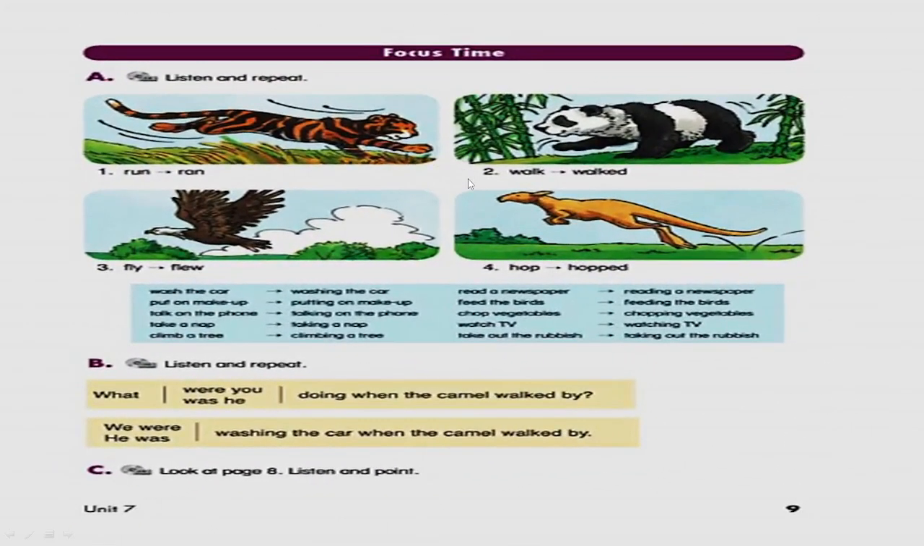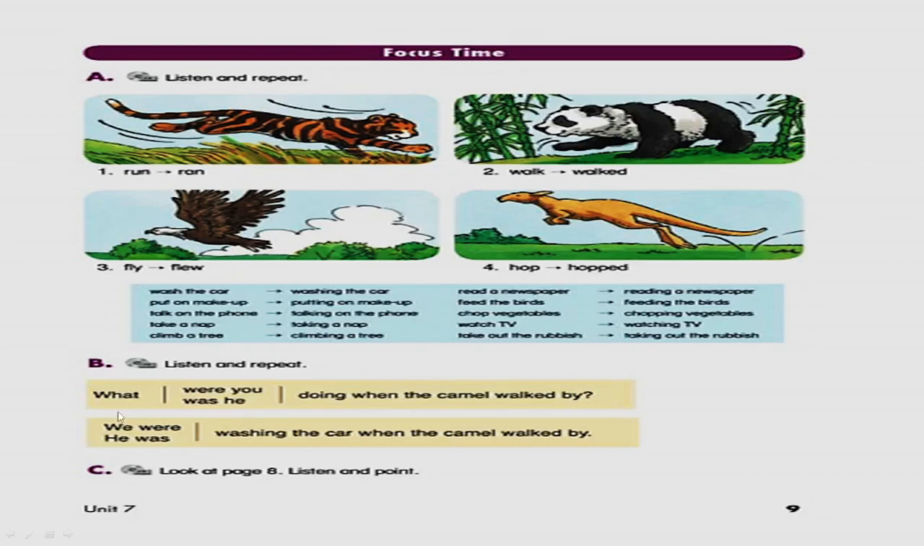Now, let's move to the third lesson, the focus time. In this lesson, we learned how to use the past continuous tense linked by the linker when with the past simple tense to show an action that was in progress, was happening, when it was interrupted or stopped by another action. So the long action or the progressive action comes in the past continuous tense, while the interrupting action or the sudden action comes in the past simple form of the verb.